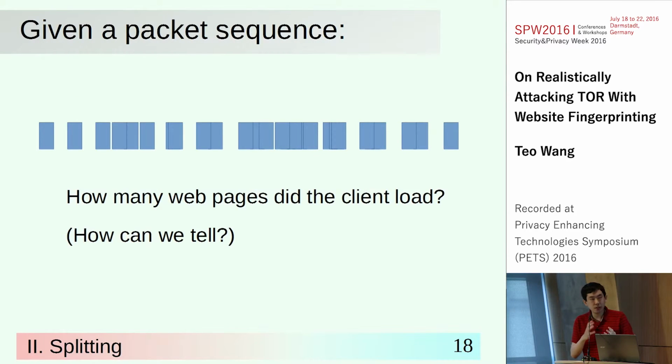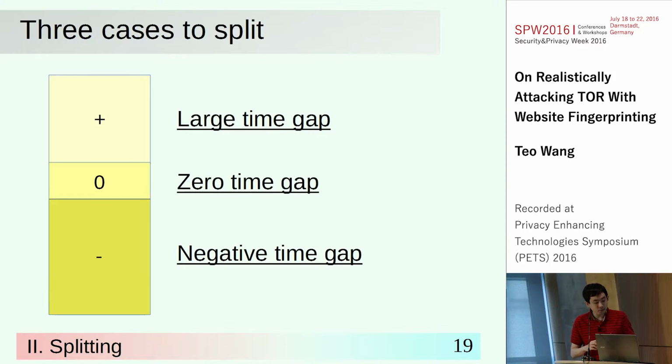Splitting. What is the splitting problem? To put it simply, the splitting problem is the following. How many web pages did the client load in this packet sequence? That seems like a really difficult question to answer. How can we tell that? So we're going to talk about how we can tell that.